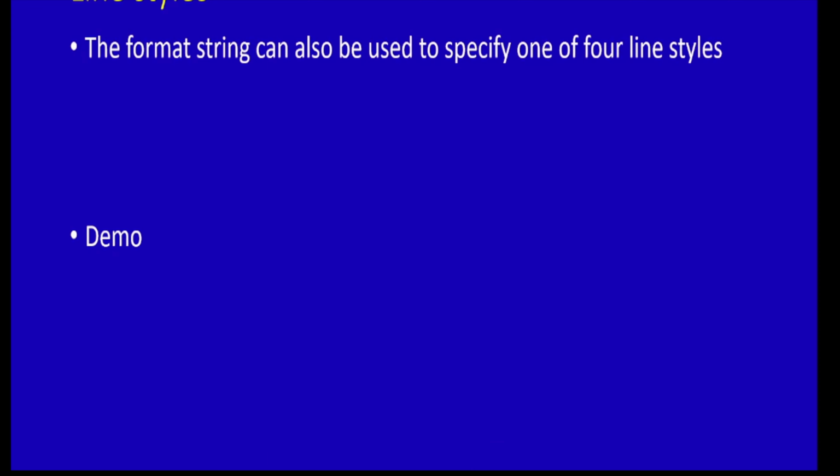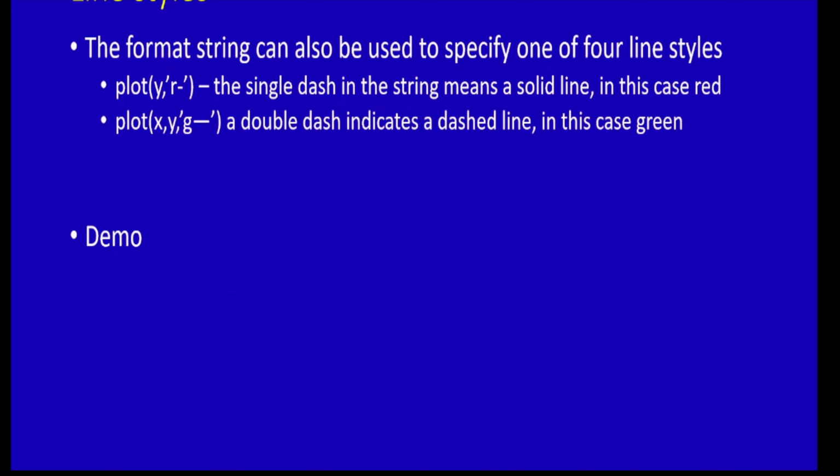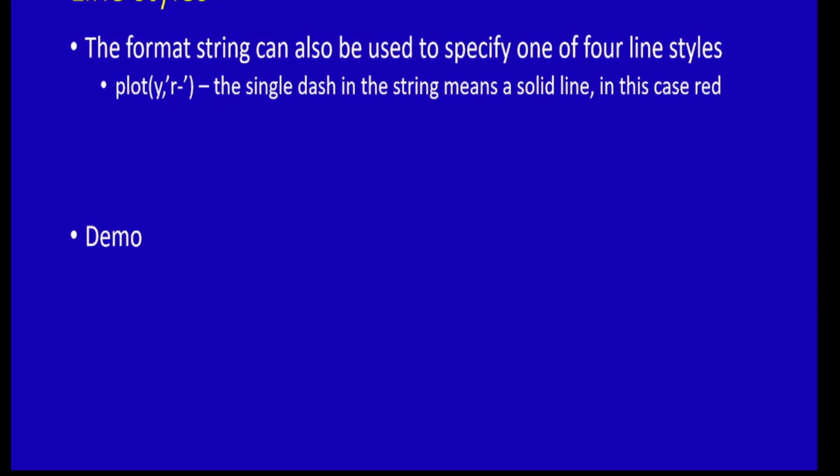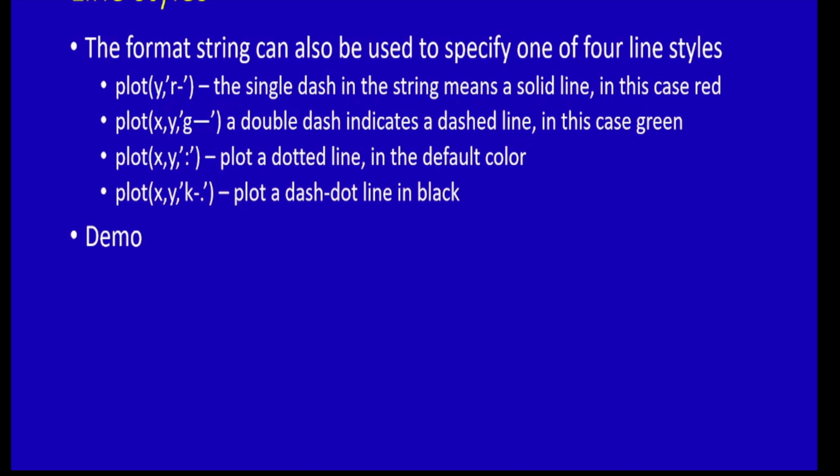Okay, so what you can do here, you don't have to have a straight line. You can do a dashed line. You would put an R and a dash for a red line. Sorry, so this is a single solid line. This is a dashed line, two dashes. This is a dotted line. You just use a colon to indicate a dotted line. And basically, a dash dot is a dash dot line, and we'll show how that works.